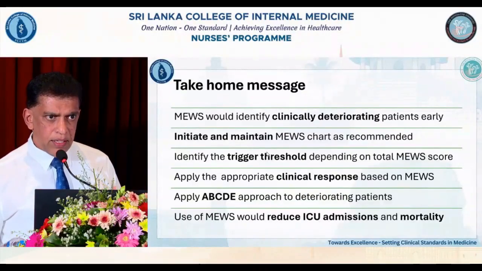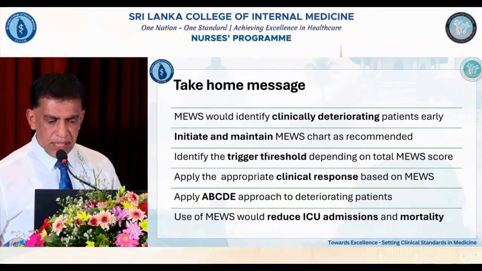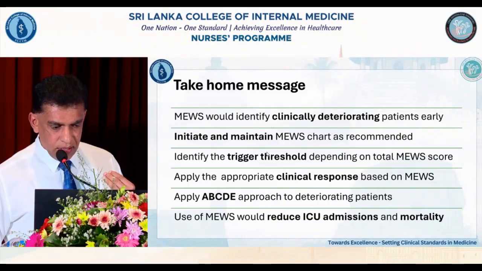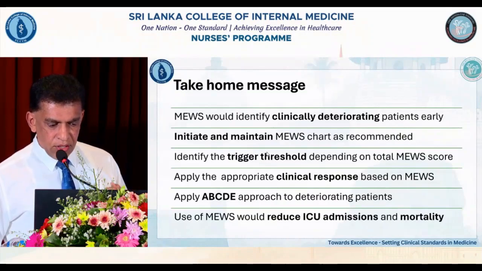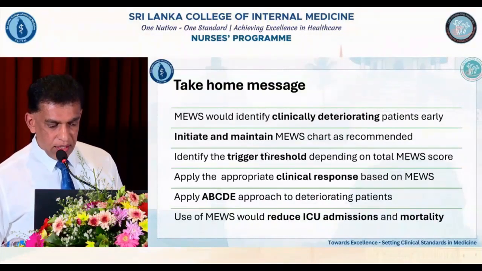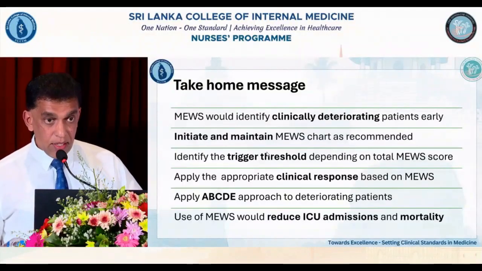So ladies and gentlemen, the take home message: MEWS would identify clinically deteriorating patients early. Initiate and maintain the MEWS chart as recommended. We said an admission MEWS of 3 would warrant this. Identify the trigger threshold, low, medium or high risk. Apply the appropriate clinical response based on MEWS. Apply the ABCD approach in a deteriorating patient while being monitored, and using MEWS would reduce ICU admissions and mortality. Thank you very much.